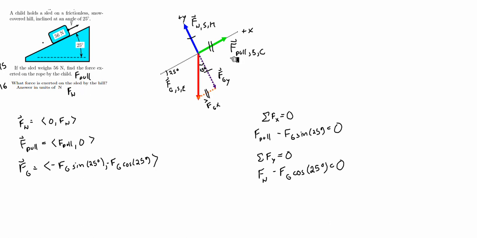So, a couple things that I thought might be the issue here is, if we look at our force diagram, notice that I don't have any frictional forces. It's just the pull from the child, the normal force, and the force of gravity. And the reason I don't have any friction forces is because it says it's frictionless.